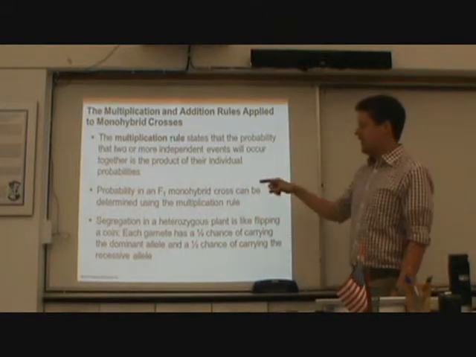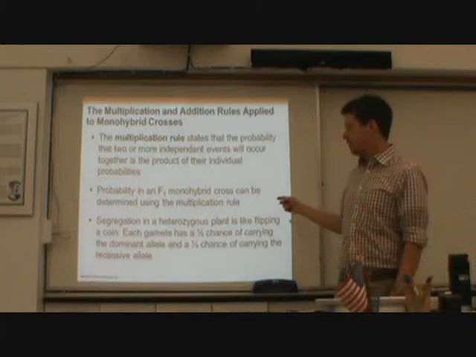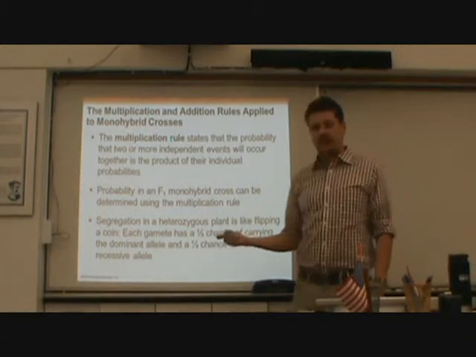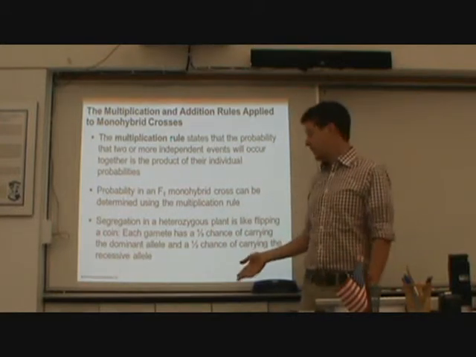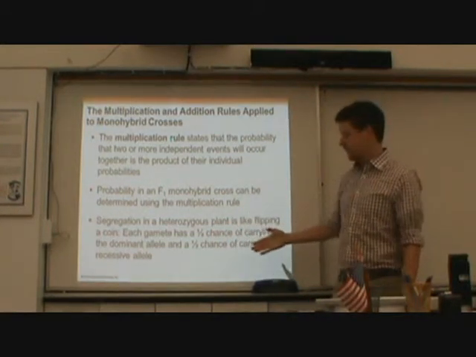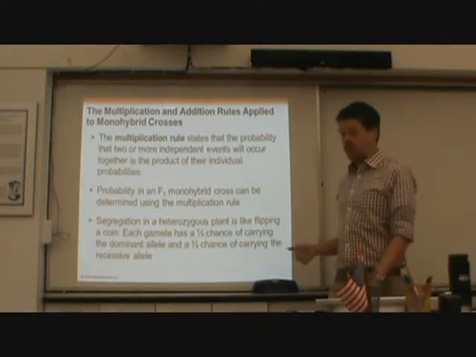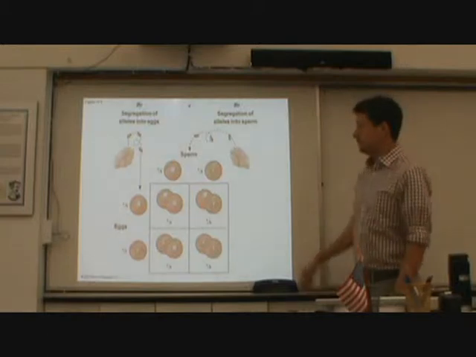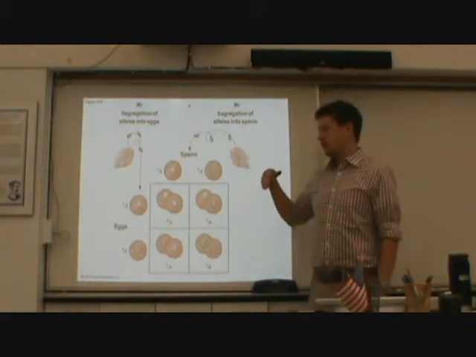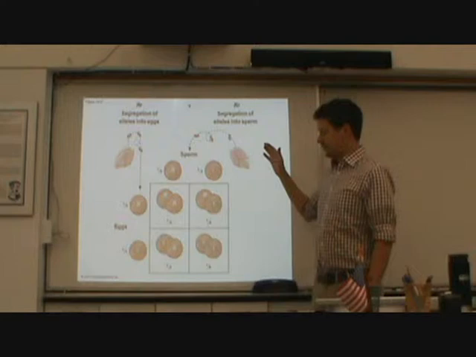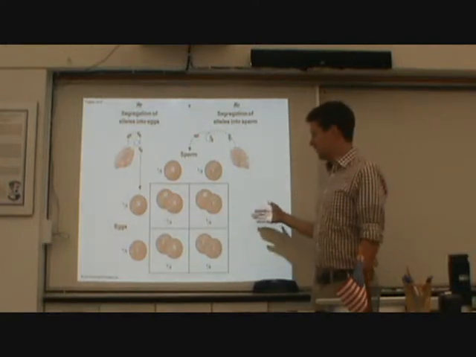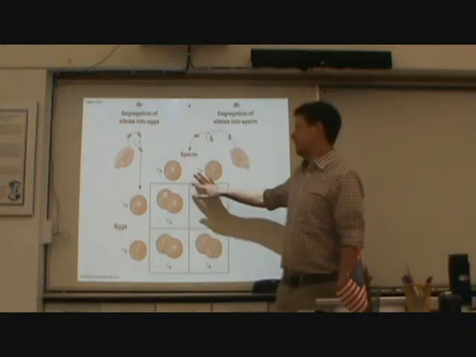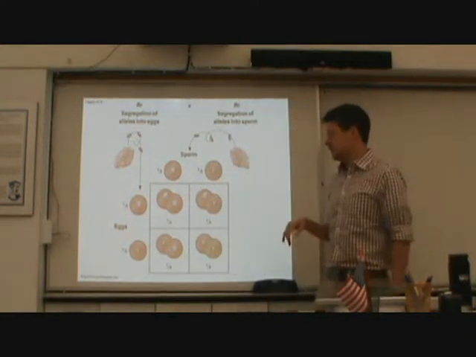So probability in an F1 monohybrid cross can be determined using this multiplication rule. Each gamete, just like flipping a coin, has a 1/2 chance of carrying the dominant allele and a 1/2 chance of carrying the recessive allele. So if we're looking at the round characteristic, they have the alleles here for round and wrinkled, but then they're showing pennies. I don't really know. So let's say that heads is dominant, tails is recessive.